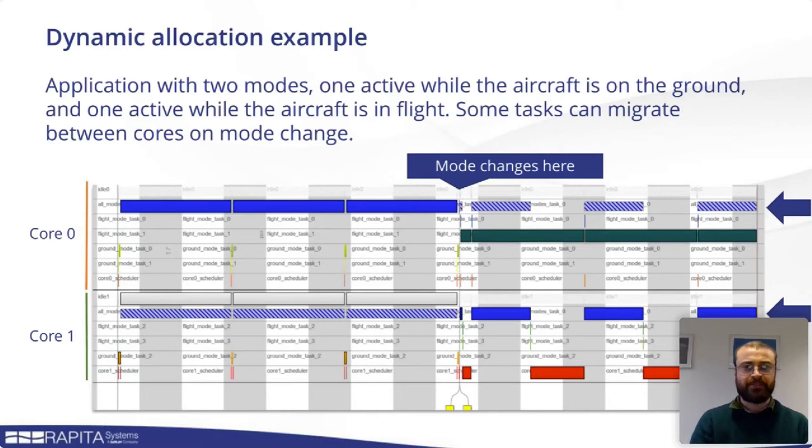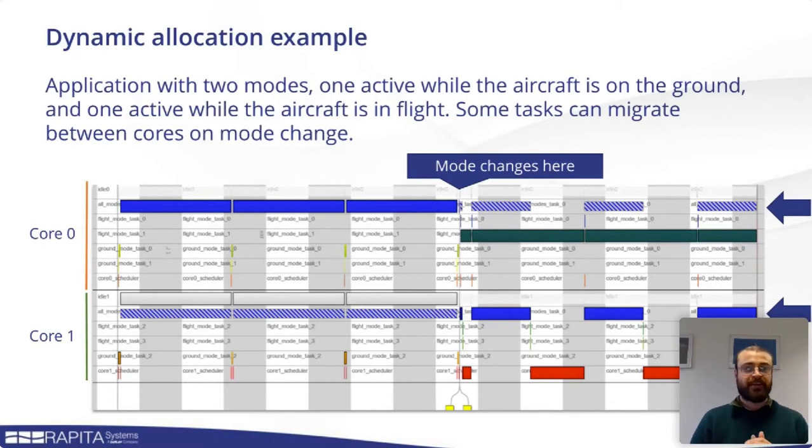Now you might notice there are two swim lanes, one on core 0 and one on core 1, which we annotate with big blue arrows on the right. And this is a task which executes in both ground mode and flight mode. And you note that in ground mode, on the left, this is annotated in solid blue bars on core 0 and in hatched blue bars on core 1.